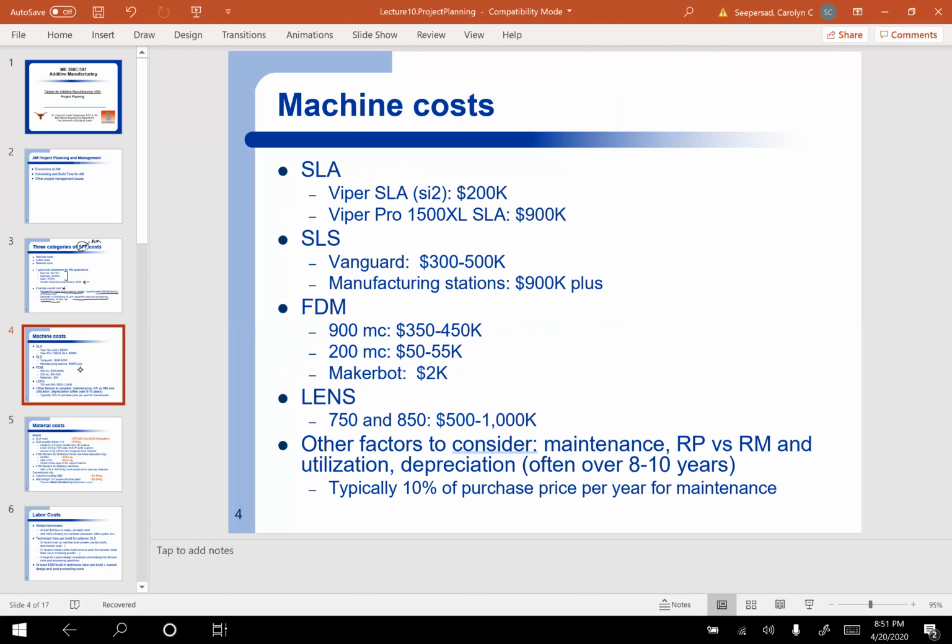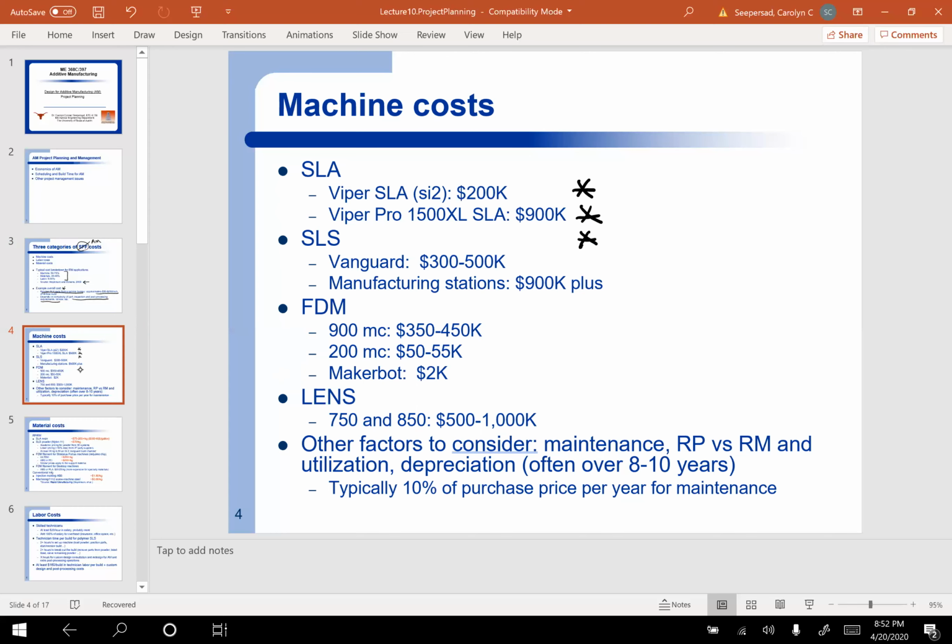Right, so the first thing, machine, labor, material costs. Let's think about machine costs. How much does a machine itself cost? In stereolithography, we talked about these costs ranging from maybe $200,000 for a starter 3D Systems machine up to almost $1 million. For SLS, the machine we use downstairs is a refurbished Vanguard SI2 high-speed system. A new system like that is somewhere around $300,000. It could go up depending on how big it is and how much capacity it has.